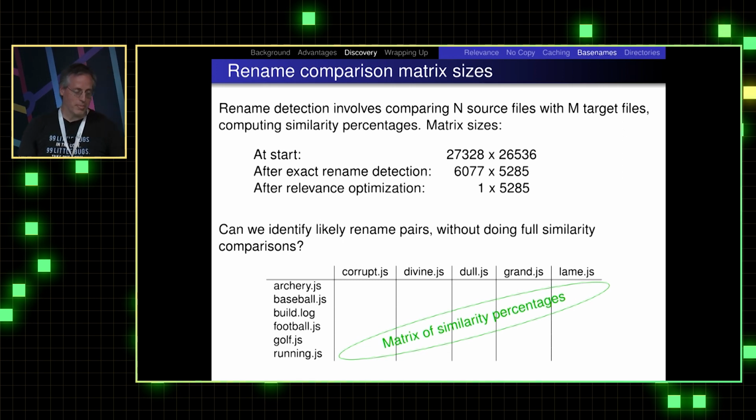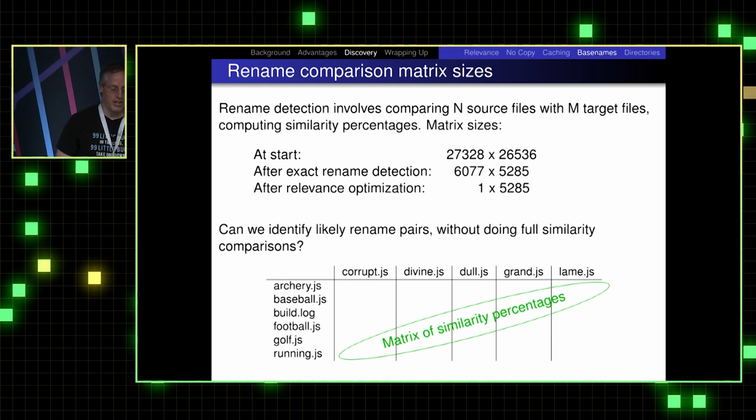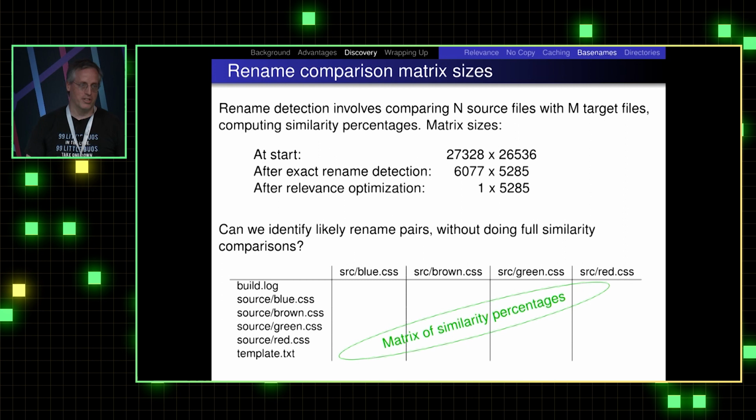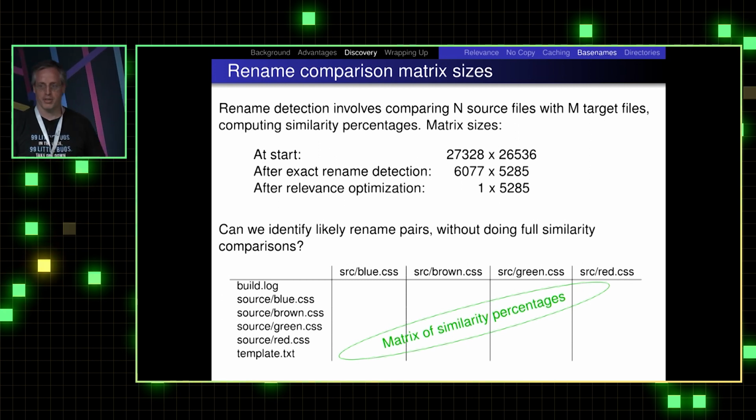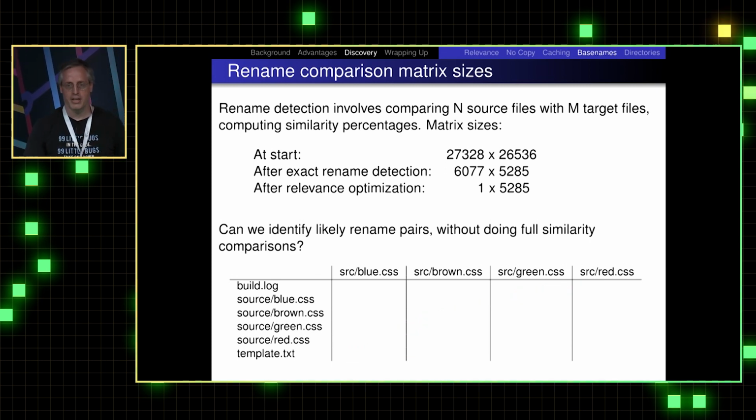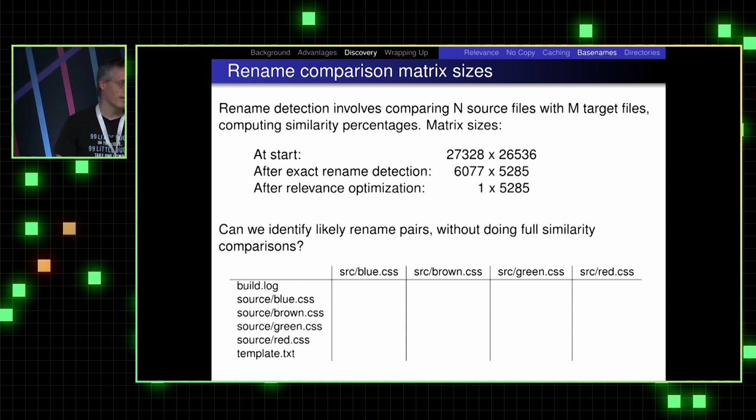So the question comes up, can I somehow identify likely rename pairs without doing that full matrix of similarities? I'll start by first changing the file names a little bit to match my case better. And then I basically have to look at it as saying, I don't have that matrix of similarity percentages. I don't know anything about these file contents. Can I somehow still guess what is a likely rename?